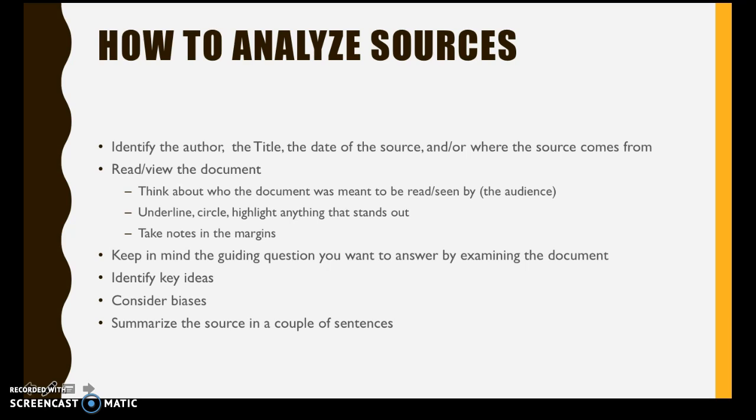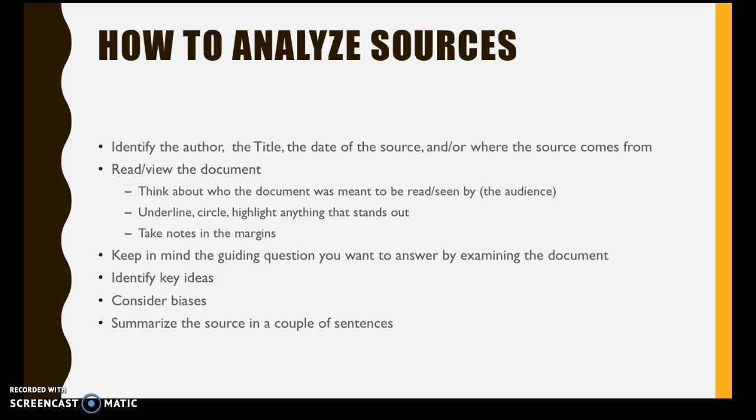So we're looking at how to analyze sources now. When we analyze sources, these rules are going to be good for both primary and secondary sources. When we analyze these sources, we are going to want to identify several things right off the bat, and that is this first bullet point here. We're going to want to identify the author, the title of the document or source, the date of the source, and where the source comes from. So if it's out of a magazine or a textbook, a newspaper, a diary, whatever that may be.